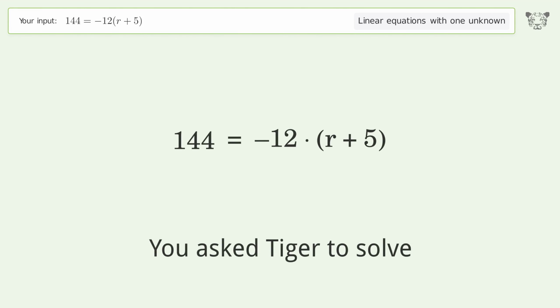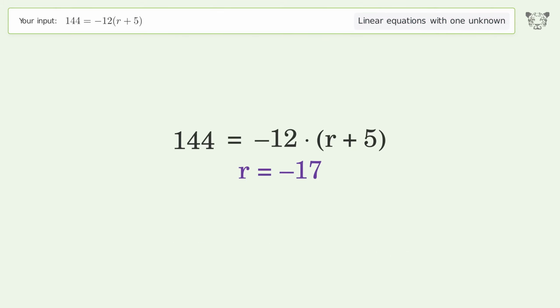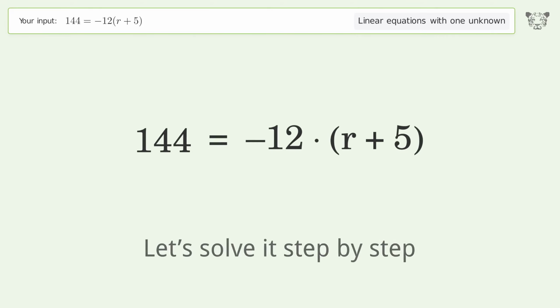You ask Tiger to solve. This deals with linear equations with one unknown. The final result is r equals -17. Let's solve it step by step.